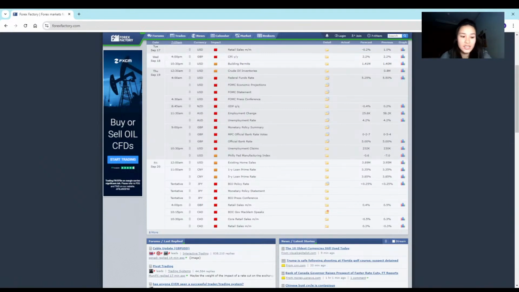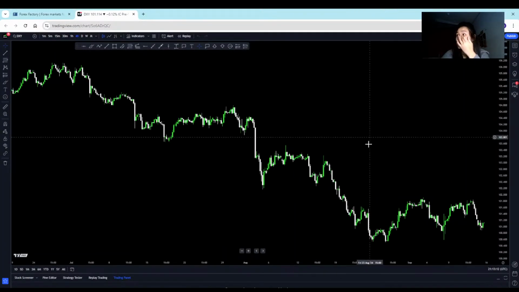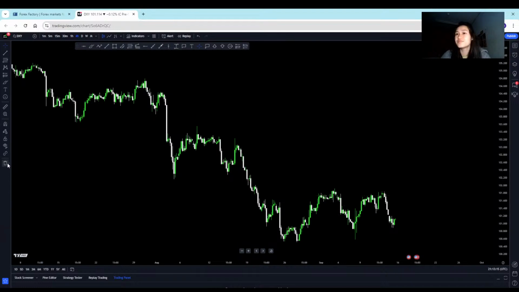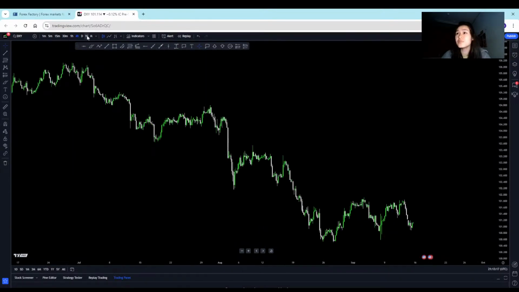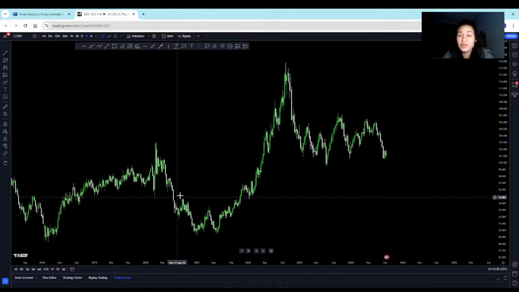Let's go ahead and get started. So let me just pull up my charts. Okay, let's go ahead and start off by looking at DXY. I like to start off by looking at the higher time frames, and then work our way down to the shorter time frames. So I'm going to be looking at our weekly time frame first.